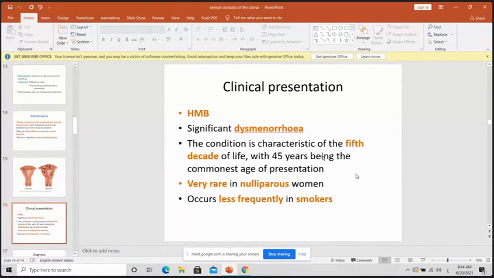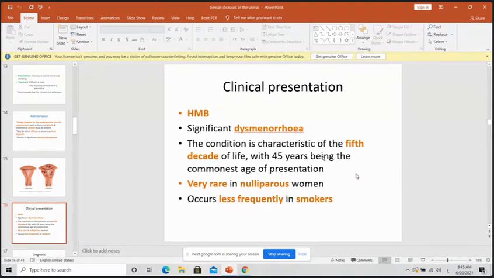You have to know that this condition is characteristic of the fifth decade of life. يعني المرأة عادة develop adenomyosis after the age of 40, with the age of 45 years being the commonest age of presentation. يعني تيجي المريضة تقولكم دكتورة أنا عندي heavy bleeding and painful mens. And she is above the age of 40, you have to think about the presence of adenomyosis.